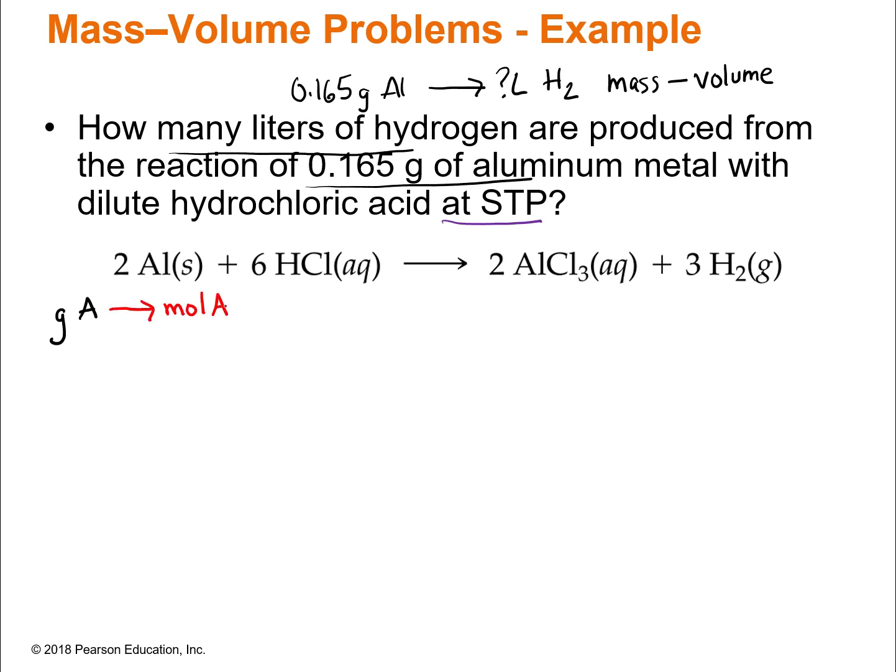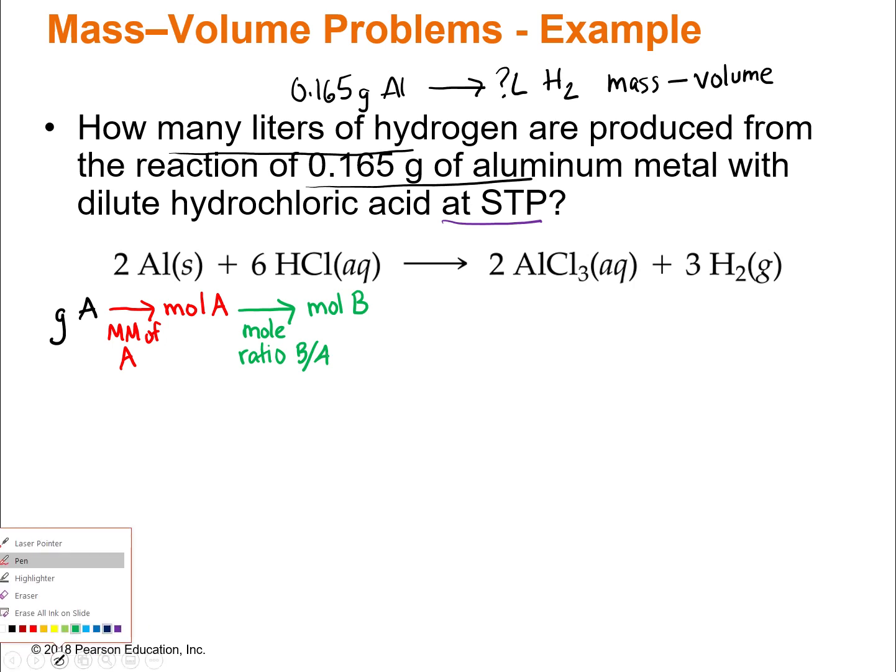We need to get to moles of A. Always use the molar mass. To go from moles of A to moles of B, it's going to be a mole ratio. This looks the same so far. Where it differs is, since we're talking about a gas and liters, we need to change our moles of gas to liters of gas. And to do that, we need molar volume.